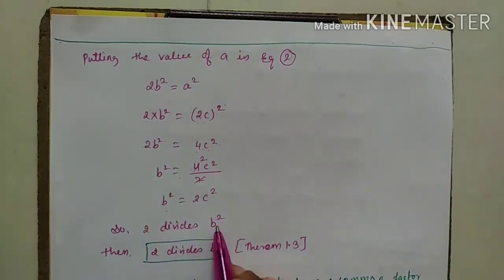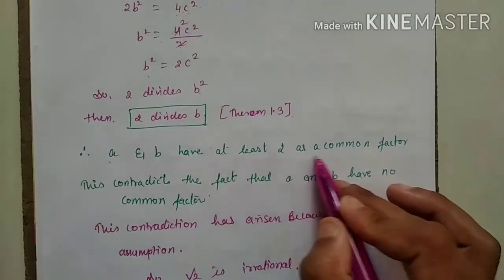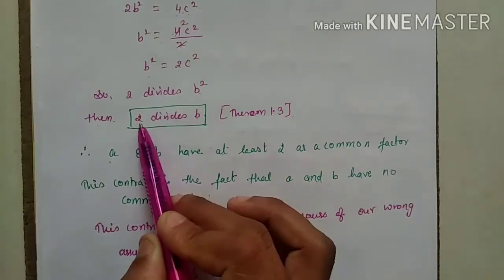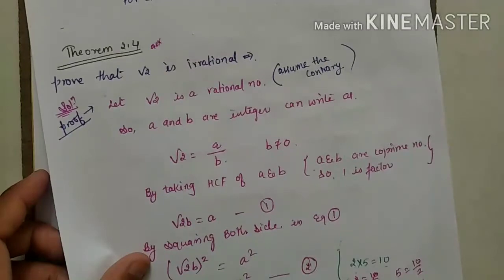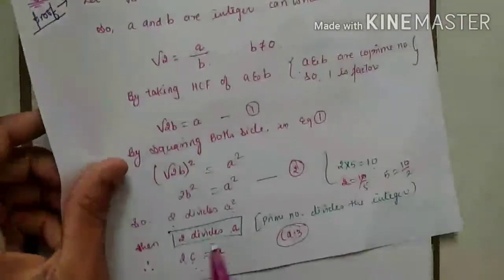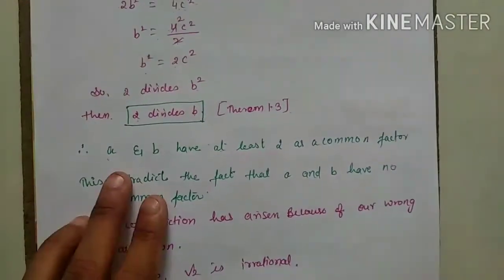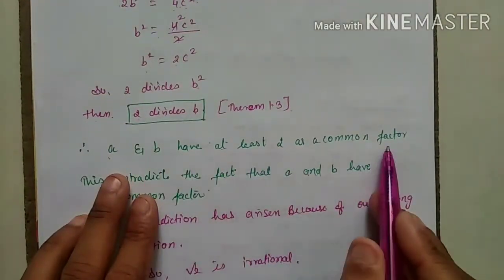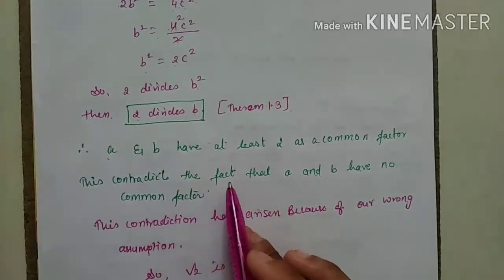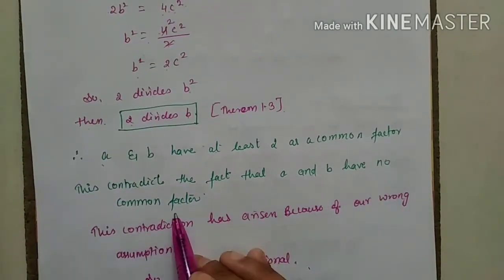So 2 divides b square again. You can see 2 divides b square. Then 2 divides b. Theorem 2.3 I am using. You can see b is also divisible by 2, and a is also divisible by 2. You can see here. By this, a and b have at least 2 as a common factor. So this contradicts the fact that a and b have no common factor.